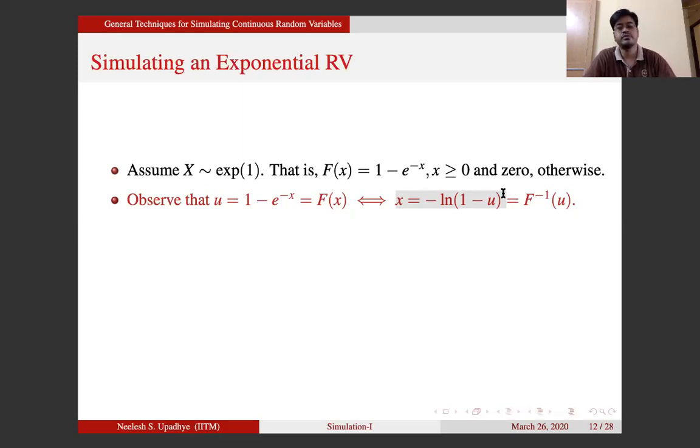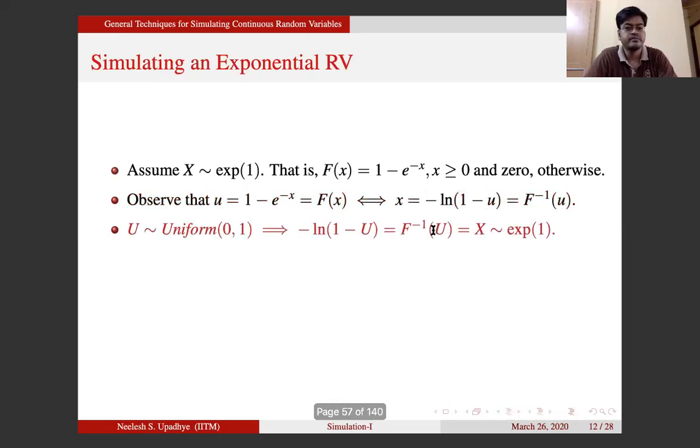Which is also equal to F inverse of U. This is what our goal is. So now I know X is equal to F inverse of U. Now we will simply apply that this U is a uniform random variable. U follows uniform 0, 1. So minus ln of 1 minus U is equal to F inverse of U, and X will follow exponential 1. Now note that because I know how to simulate the random variable U, which is uniform 0, 1, I was able to simulate an exponential random variable with rate 1 or mean 1.